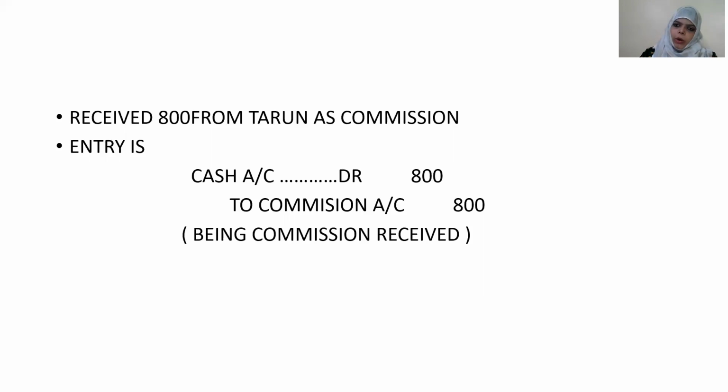So this is just the opposite of what we learned in the previous chapter. If there is a payment given to the creditor or we are giving a business expense, you have to debit the creditor's name and the business expense. If you are receiving money, it should be credited: the person's name and the business income's name.